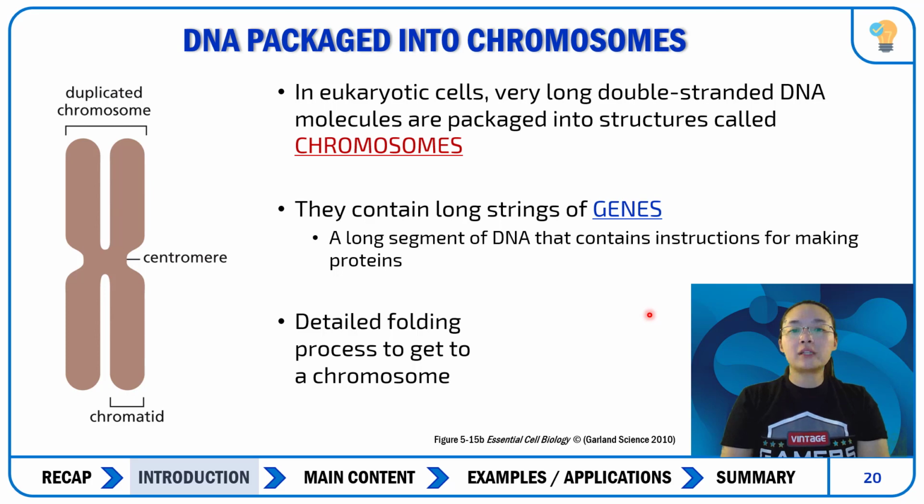Now, in terms of DNA packing, in eukaryotic cells, very long double-stranded DNA molecules are going to be very coil-like in structure. They're so coiled, but in terms of trying to pack them up into something more delicate and more dense, you have something called chromosomes. So these chromosomes contain long strings of genes. It's a long segment of DNA that contains instructions for making proteins. So there's a very detailed folding process to get to a chromosome, which we'll be discussing throughout this topic.